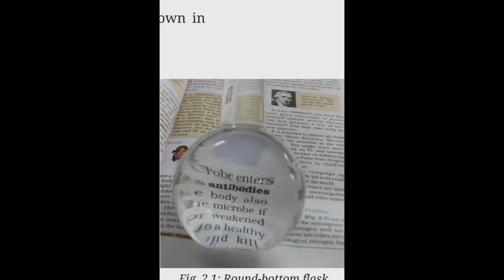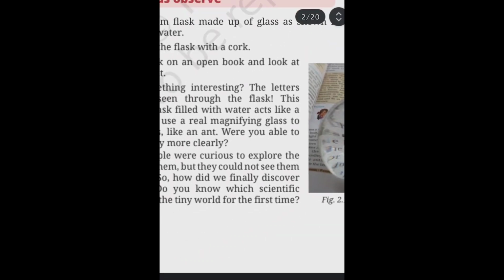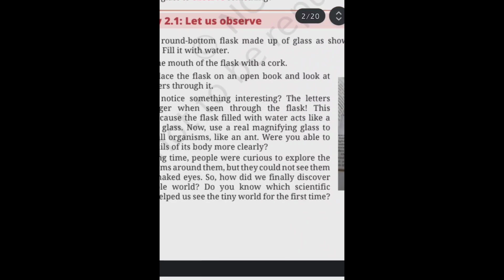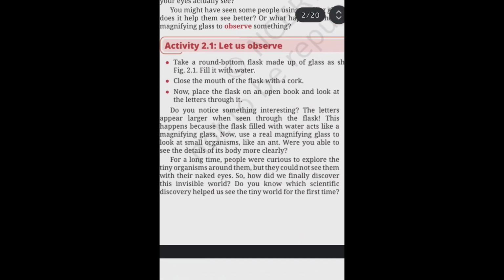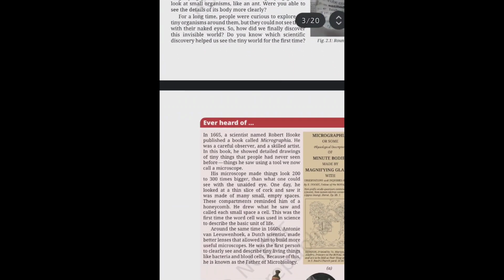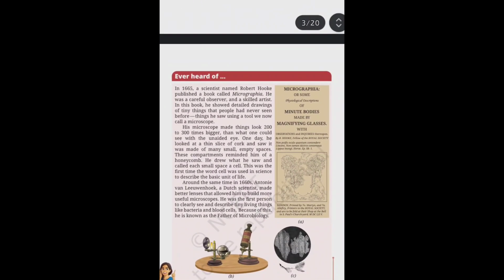So for a long time people were curious to explore. This curiosity was there in that time also. They were highly curious to know the world around them, but they could not see it because in those days no sophisticated microscope or such things had been invented. So how did we finally discover this invisible world? Which discovery or invention led people to see this invisible world around us? We are going to study the story behind this discovery of the invisible world.